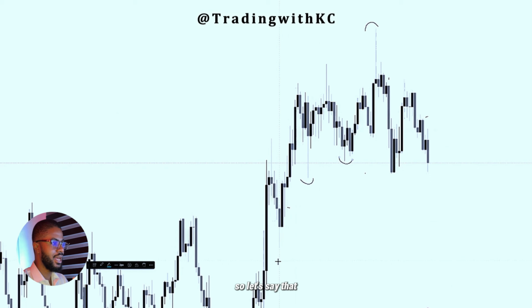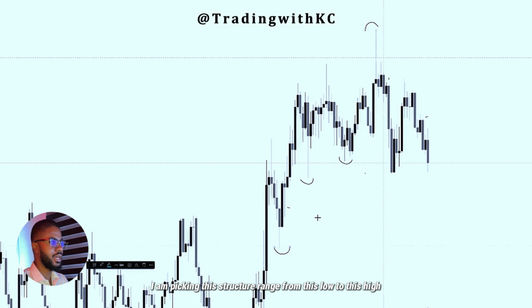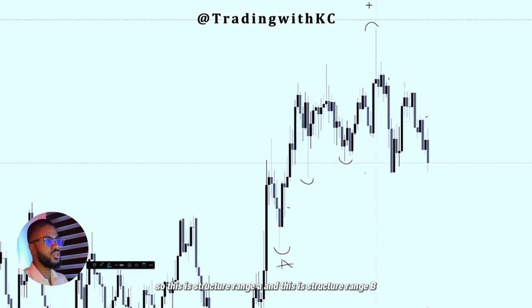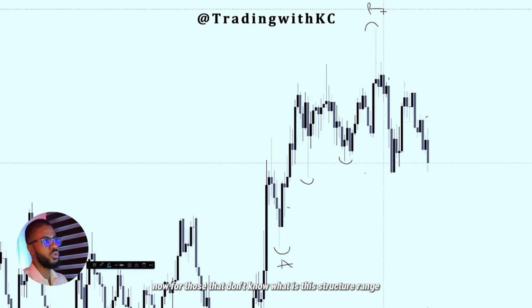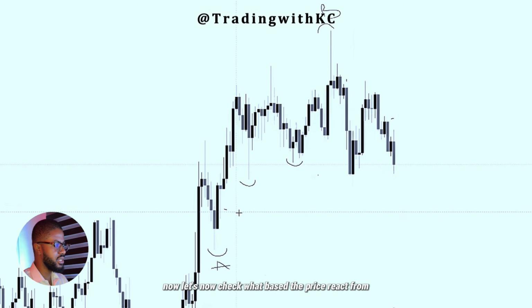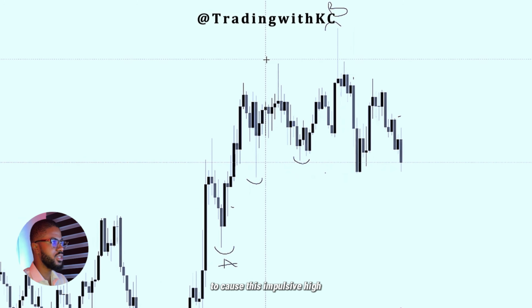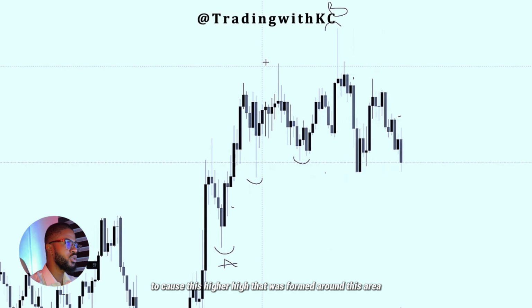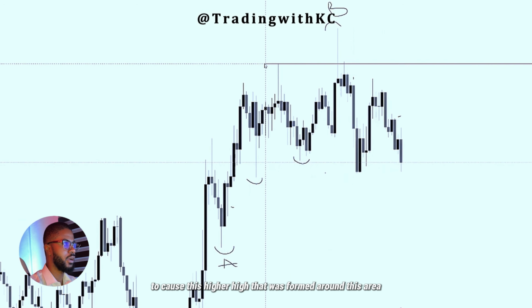So let's say that I am picking this structure range from this low to this high. So I'll label the structure range so that you can have a better understanding. So this is structure range A, and this is structure range B. Now, for those that don't know, a structure range is simply the distance between 2 points. So this is point A and point B. Now let's check what base the price reacted from to cause this impulsive high. That is, what base the price reacted from to cause this higher high that was formed around this area.